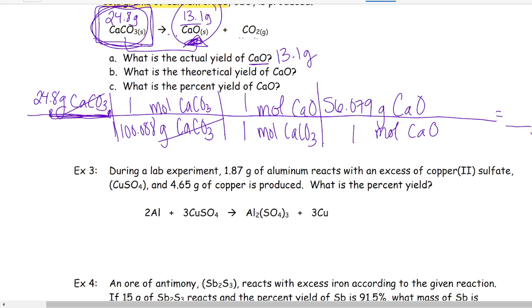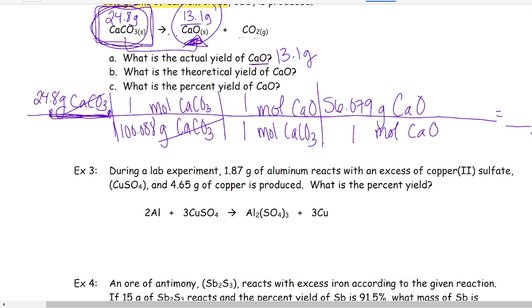Then we just solve it. So we go all the way across, multiplying everything on top and then dividing by everything on bottom. Pick up your calculators and actually do this with me so that you are getting practice typing this in. So I'm going to start with 24.8. You don't need to type the ones in, so you don't have to multiply by 1, divide by 1, because those will not change your answer at all. So 24.8 times 56.079. Then I divide by 100.088. And I think that's it.